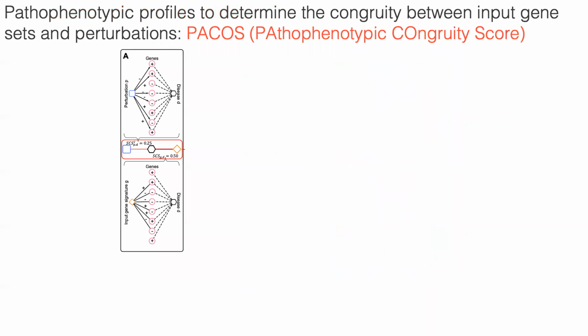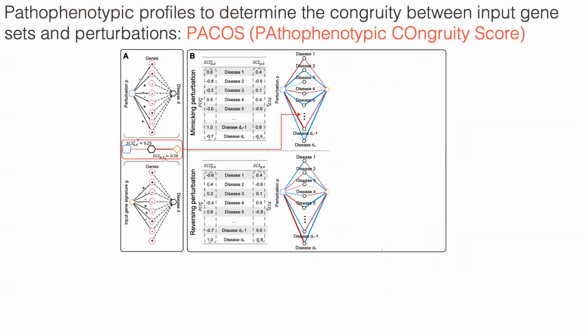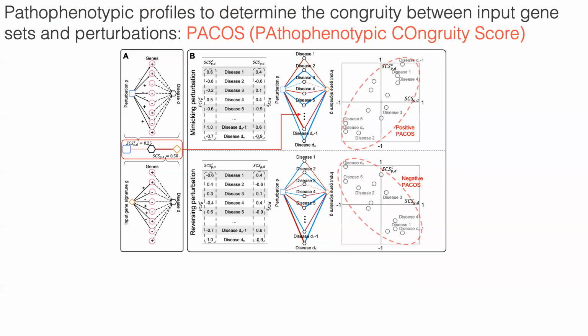To address the second and third challenges mentioned at the beginning, we first defined the signature congruity score, SCS, to quantify the agreement between two gene signatures in terms of their direction of effect. Extending the SCS calculation to all diseases in a comprehensive disease signature panel comprised of more than 500 diseases, we define pathophenotypic congruity profiles, or PCPs, which are vectors composed of SCS values. We calculate PCPs for each perturbation in each cell type specific CMap-derived network, as well as for the input signature. Finally, we introduce the pathophenotypic congruity score, PACOS, which quantifies the similarity or dissimilarity between the PCP values of any input gene and cell line perturbation pair.